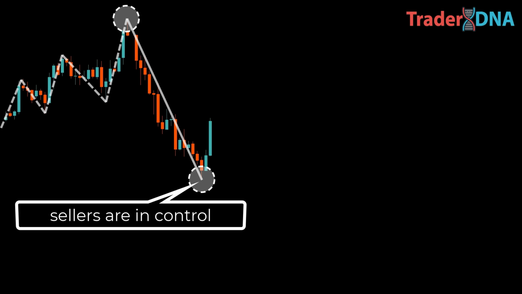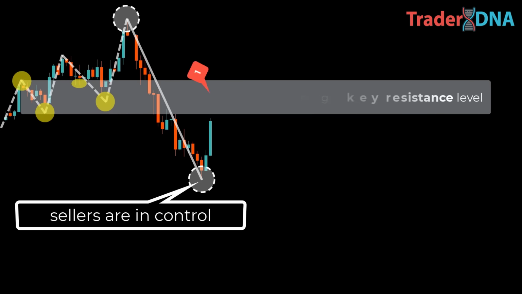Step 1. Identify the strong key resistance level. Step 2. Look for a confluence sell signal, a sell signal appearing near this resistance level. Just like in a bullish setup, this kind of high probability trade offers a huge potential reward with a small controlled risk.